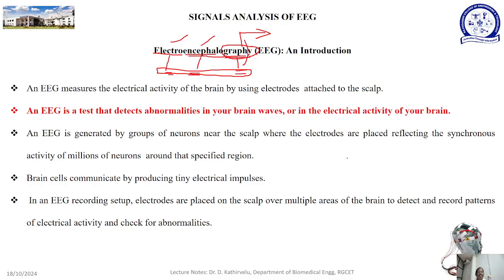We know that neurons are the brain cells. Neurons are the building blocks of the brain. The brain cells are otherwise called neurons. These brain cells communicate among themselves by means of tiny electrical impulses.